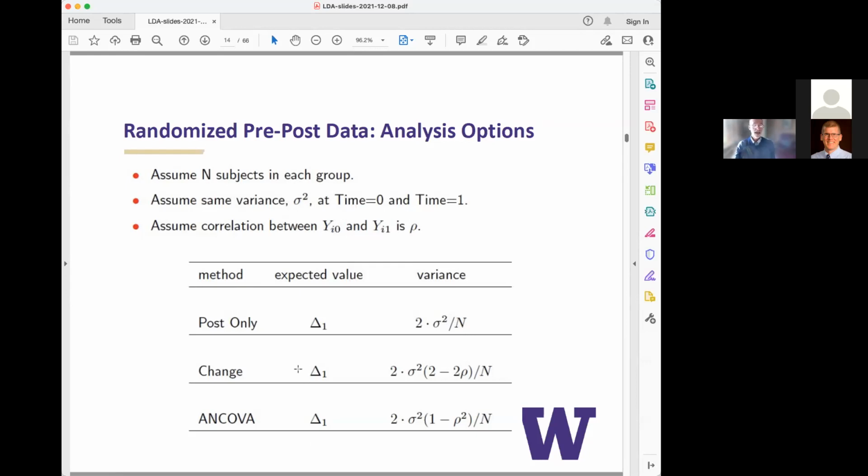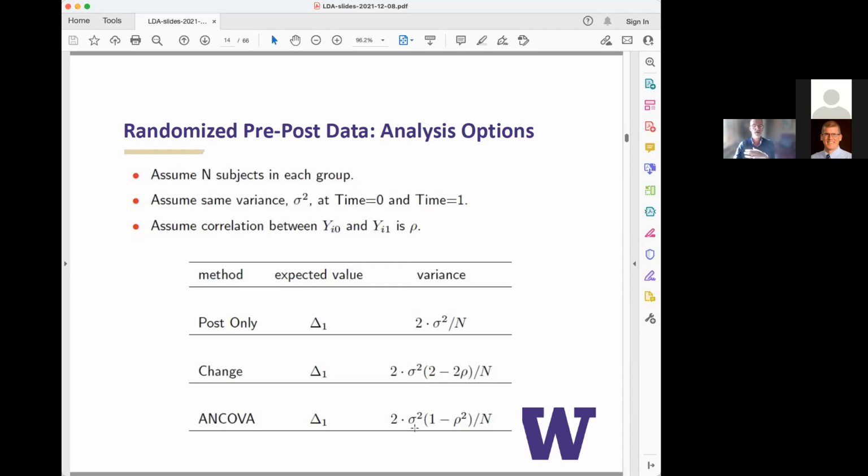You look at change, it's the variance of the change in those 2 groups. You can trust me, the variance in the change has this component, sigma squared times 2 minus 2 rho. So the comparison of change to post only really depends on how big this 2 minus 2 rho is. Is it bigger than 1? It's worse than post only. If it's less than 1, it's better than post only.